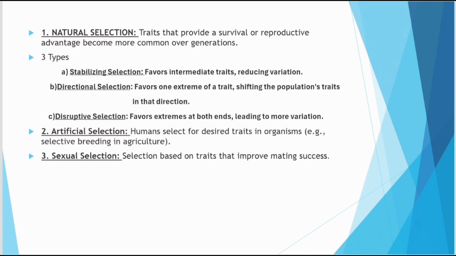Next, coming to the second type of selection, that is artificial selection. Actually, in artificial selection humans select for desired traits in an organism. For example, for agriculture and for animal breeding, we select the breeds which we need. So that is artificial selection, where we select the desired trait for our uses. Next, coming to sexual selection. Sexual selection is based on the traits that improve mating success.